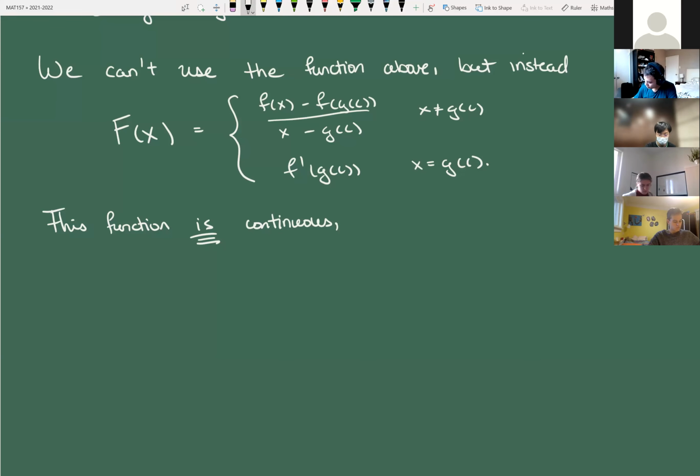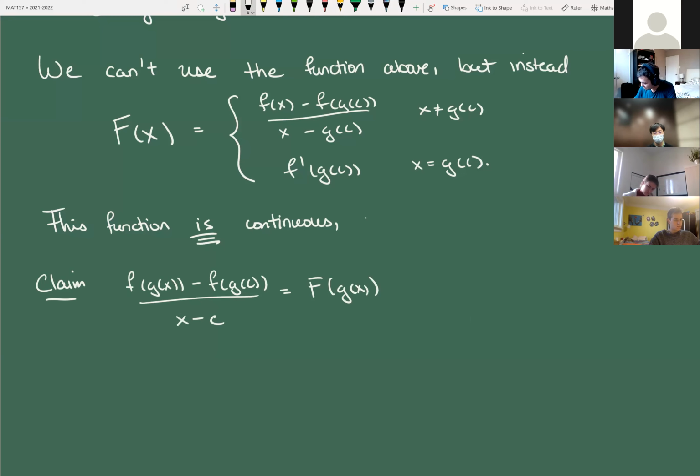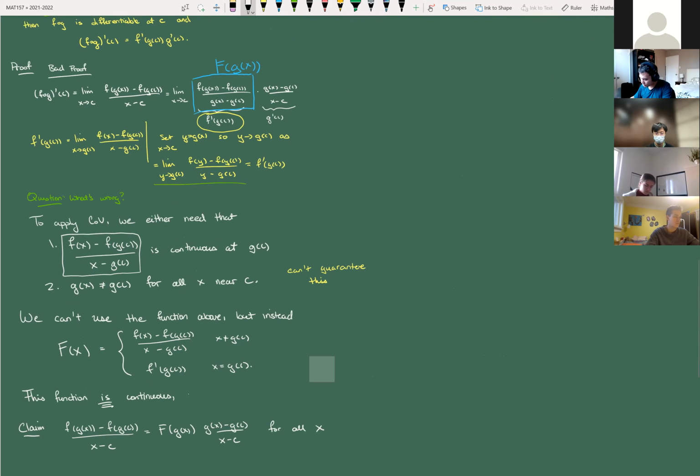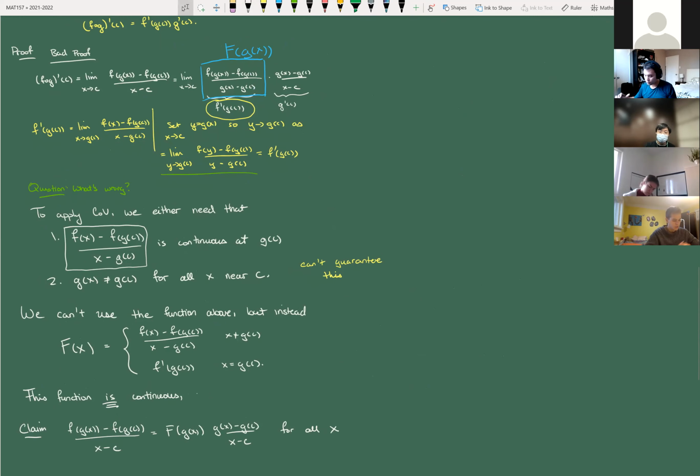And moreover, I claim that f of g of x minus f of g of c divided by x minus c, for all x. Okay, so this is my claim. If I go back up here at the top of the bad proof, you see where the blue rectangle box is at the top there?